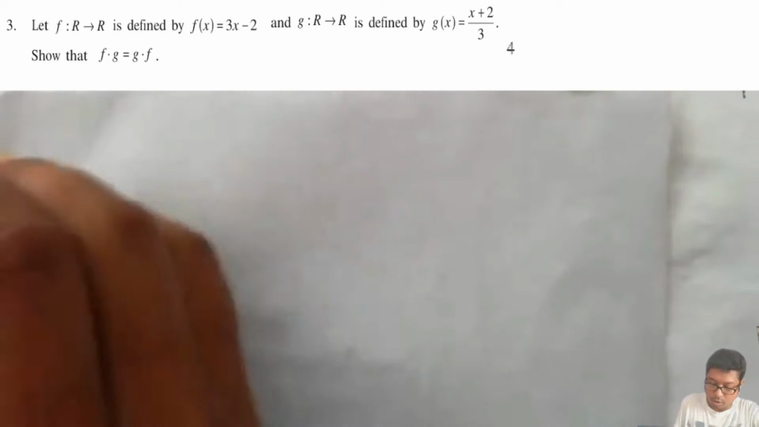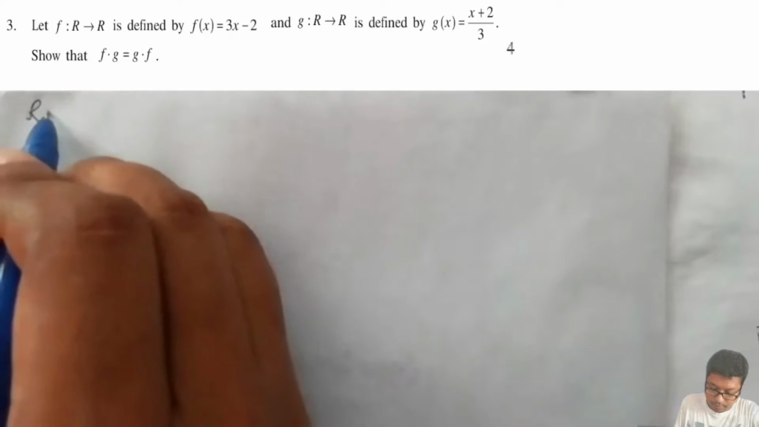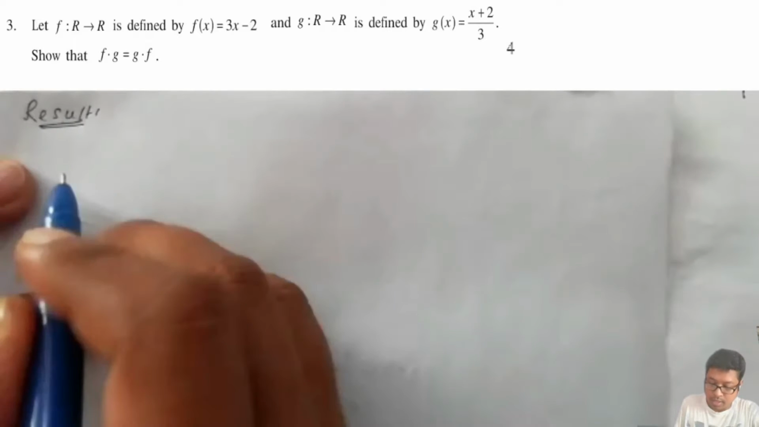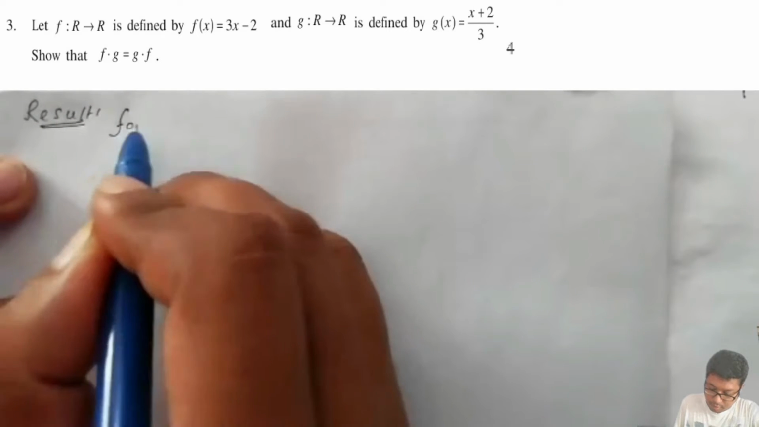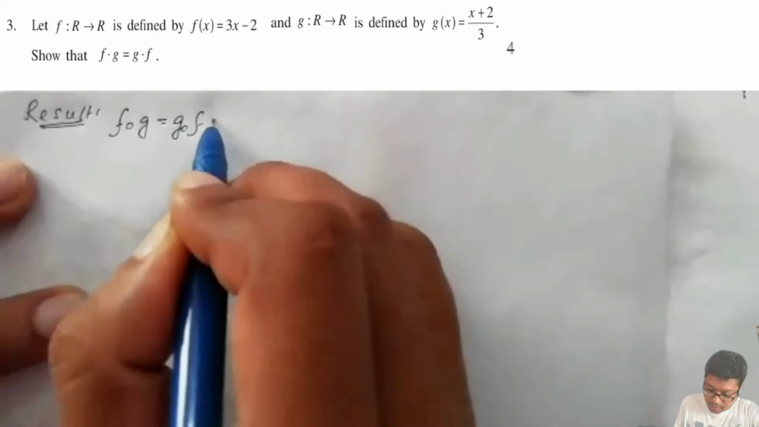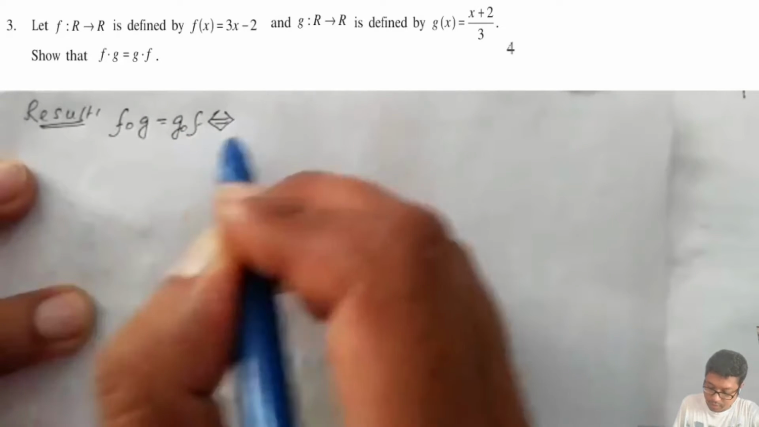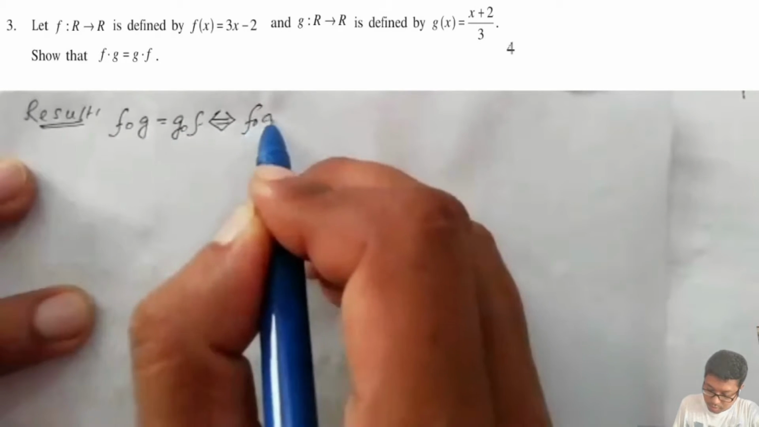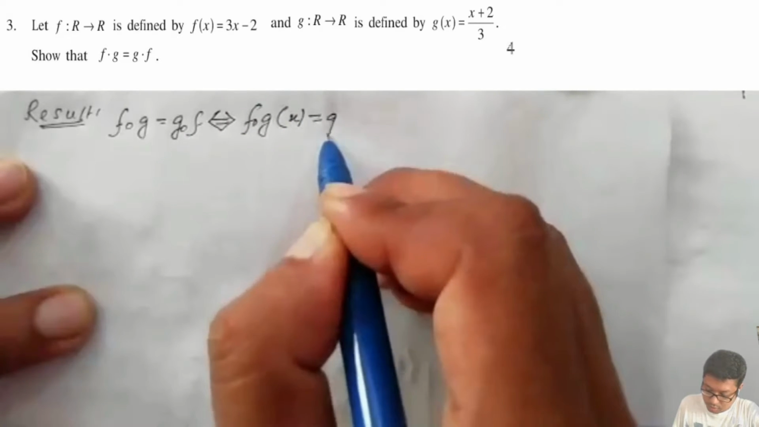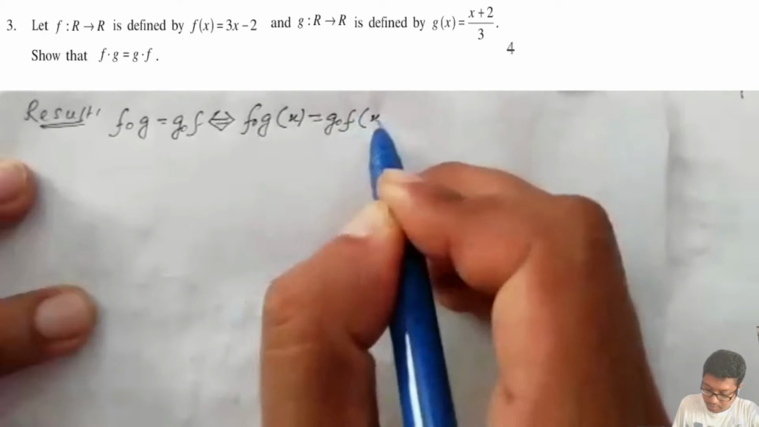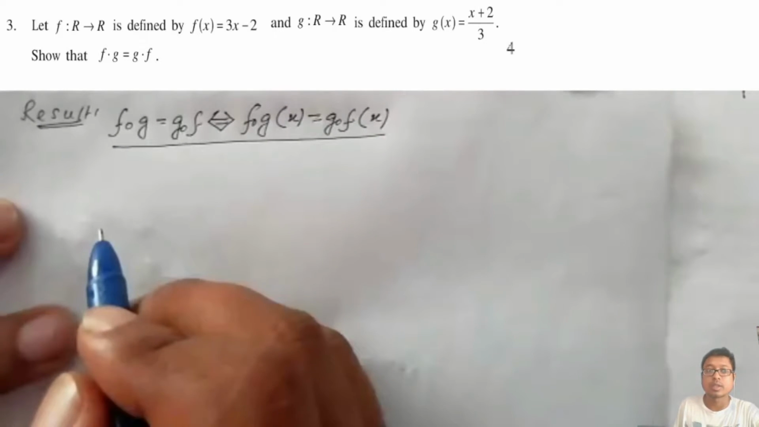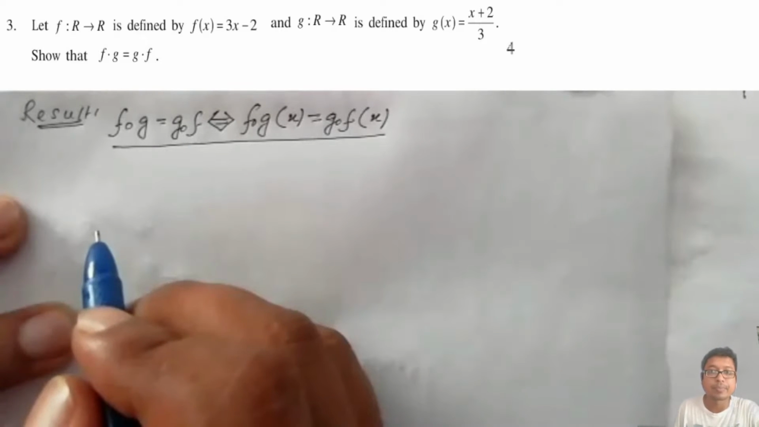Okay, let me recall one result here. The result is f dot g is equal to g dot f if and only if f dot g of x is equal to g dot f of x. This is a result that needs to be understood by us to solve this problem.